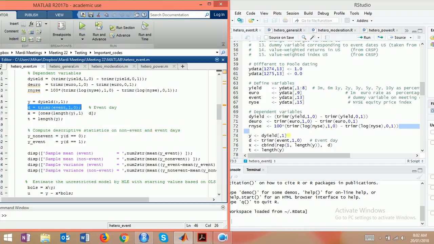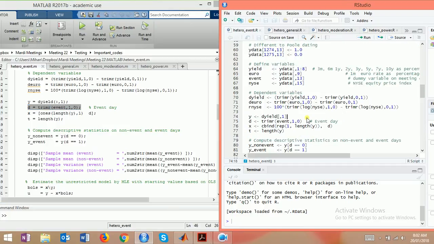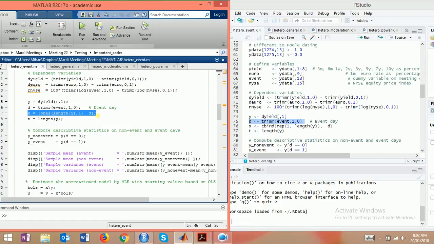So D is again the event day, which is not the T minus 1 period. This is a T period. T minus 1 is this, 1 0. So I'm just making sure the event days match the dimension. Then X, ones, length of Y, and 1, because there is one row less in this, and up to D.